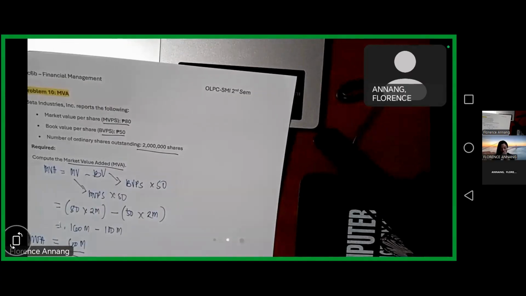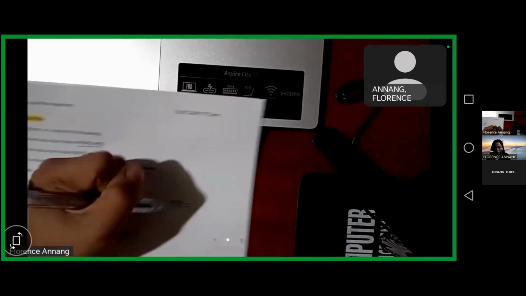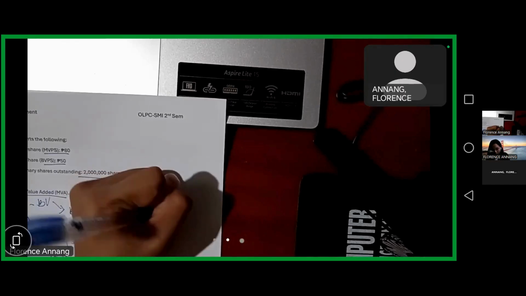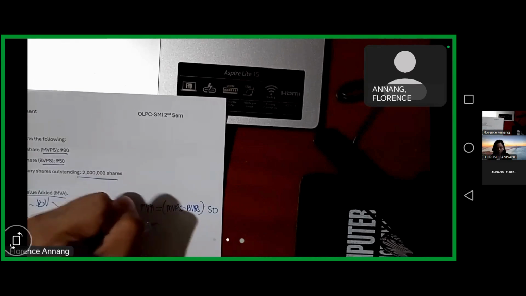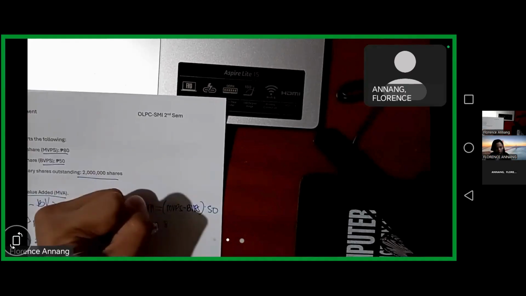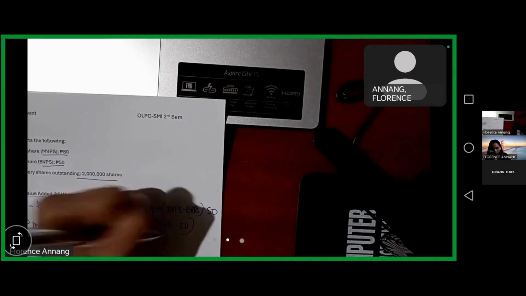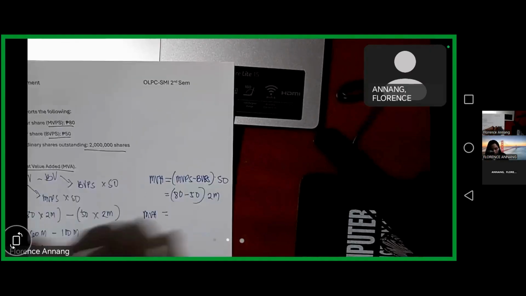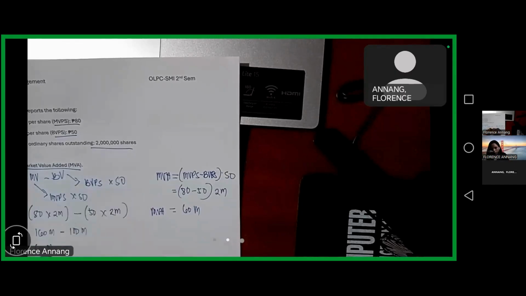Diba? Common sense lang din naman yung ating shortcut. Paano? That is just MVA is equal to your MVPS or market value per share less your BVPS times your shares outstanding. So, magkano yung ating MVPS? That is 80. Tama? And ang ating BVPS is 50 times ang ating shares outstanding na 2M, you get an MVA is still the same na 60 million. Tama ba? 80 less 50, 30 times 2, 60 million pesos. Okay.